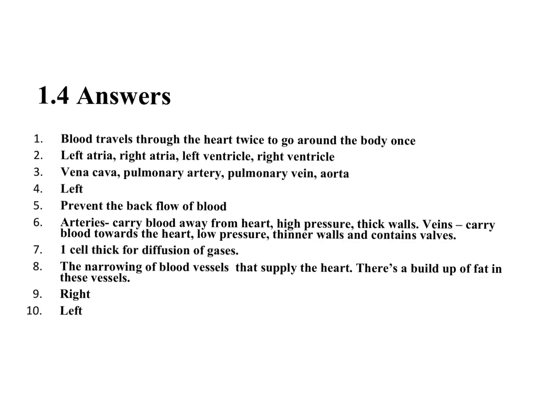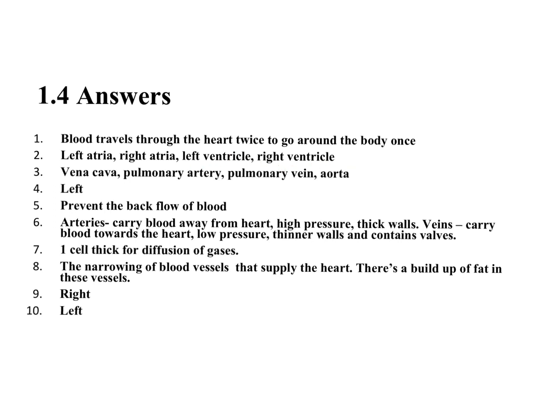So self-mark them. Define the term double circulation. It's blood that travels through the heart twice to go around the body once. Question 2, name the four chambers of the heart. It's the left atria, left ventricle, and right ventricle. Number 3, name the 4 coronary vessels. So you've got the vena cava, the pulmonary artery, the pulmonary vein, and the aorta.